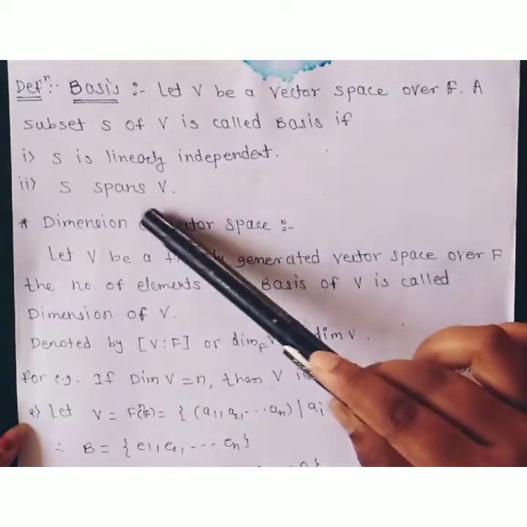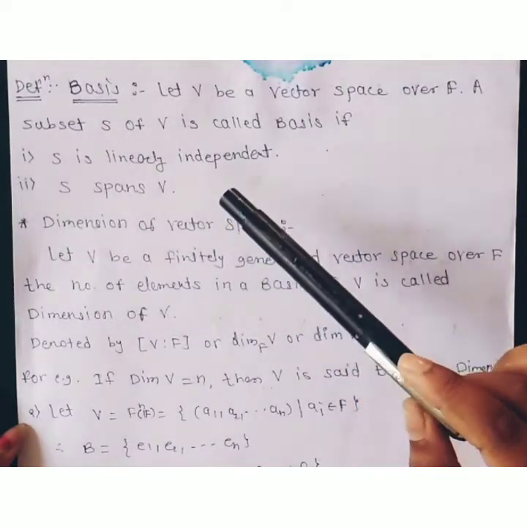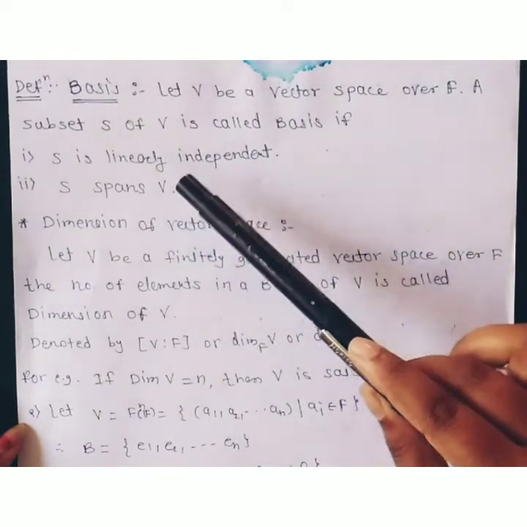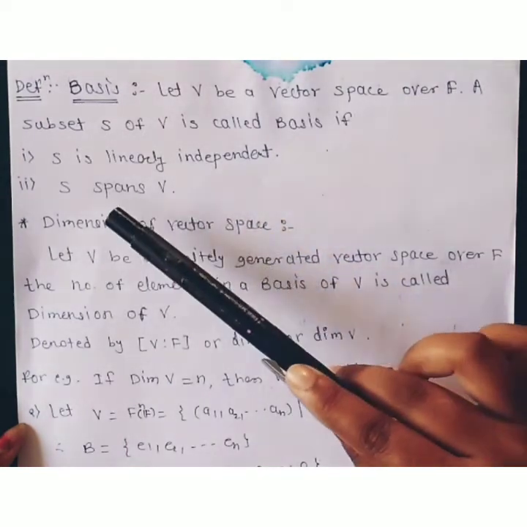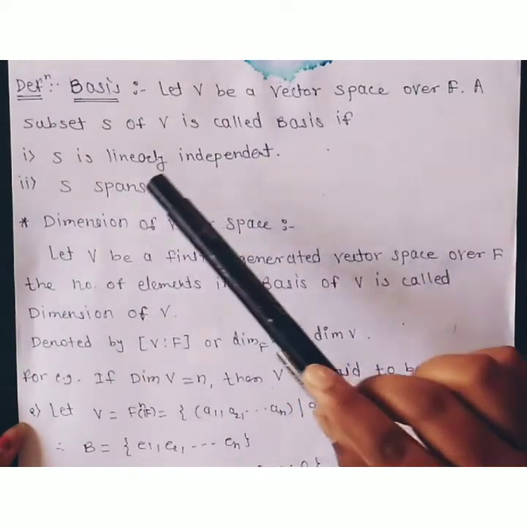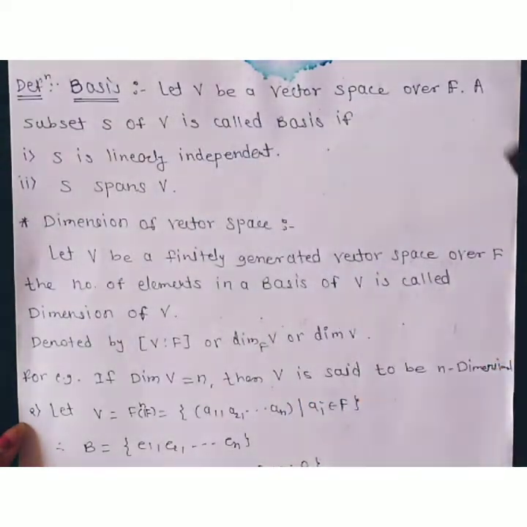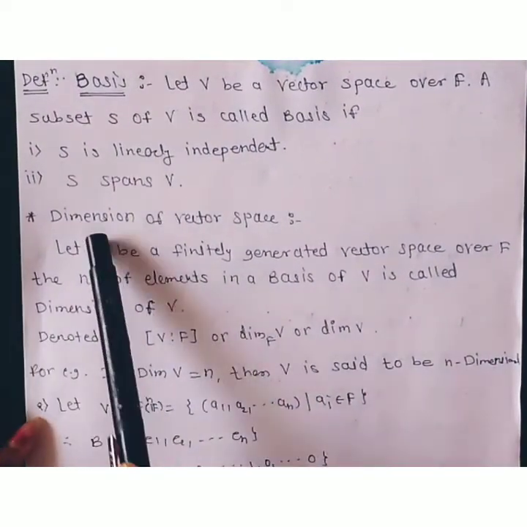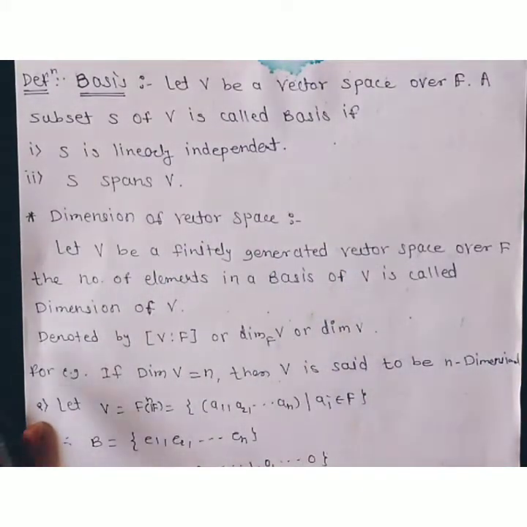That is, S is a generating set for the vector space V. So any vector of the vector space V can be written as a linear combination of the vectors of the set S. So that set S is said to be a basis of that vector space. Then next is the dimension of a vector space. So what is the dimension?